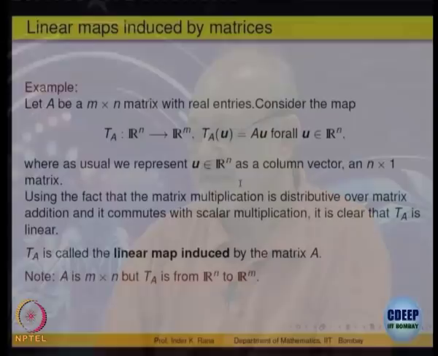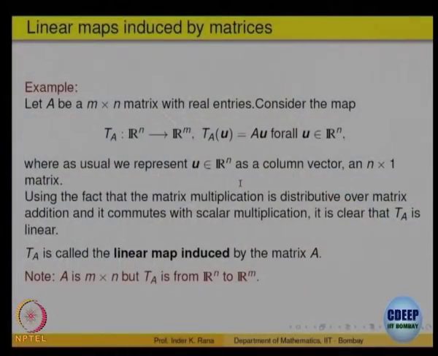So, this is called the linear map induced by the matrix A. So, we give it a name. Every m cross n matrix gives you a linear map, not from R m to R n, but from R n to R m. So, keep that in mind. Note A is m cross n, but T A is from R n to R m. Now I want to look at some particular cases of this. We will take a special matrix and see what effect happens. So, let us look at that.